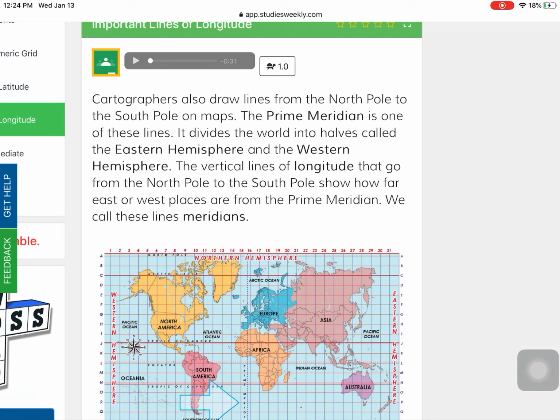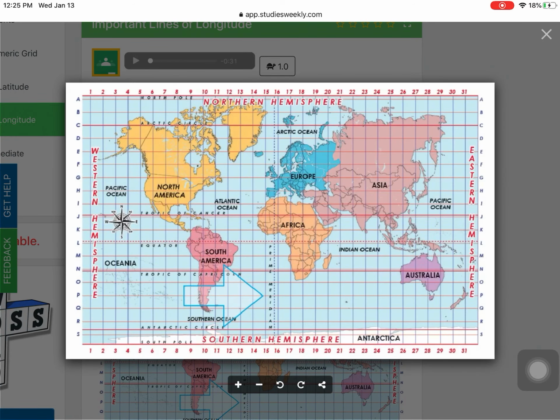It divides the world into halves called the Eastern Hemisphere and the Western Hemisphere. The vertical lines of longitude that go from the North Pole to the South Pole show how far east and west places are from the prime meridian. We call these lines meridians.